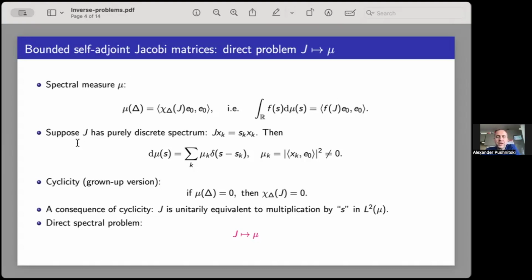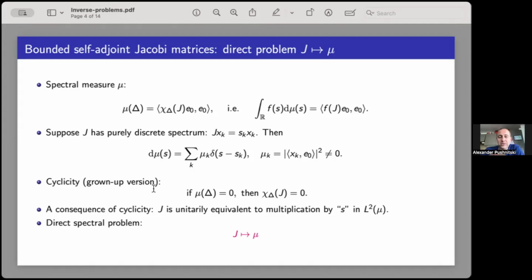So for example, if J has a purely discrete spectrum, so just eigenvalues s_k with eigenvectors x_k, then this spectral measure is just the sum of point measures sitting at these eigenvalues with some weights. And these weights are precisely the squares of these inner products of x_k, the kth eigenvector, with E naught, the distinguished vector. Remember that we said the cyclicity enforces that this is non-zero. And so these weights mu_k are non-zero.